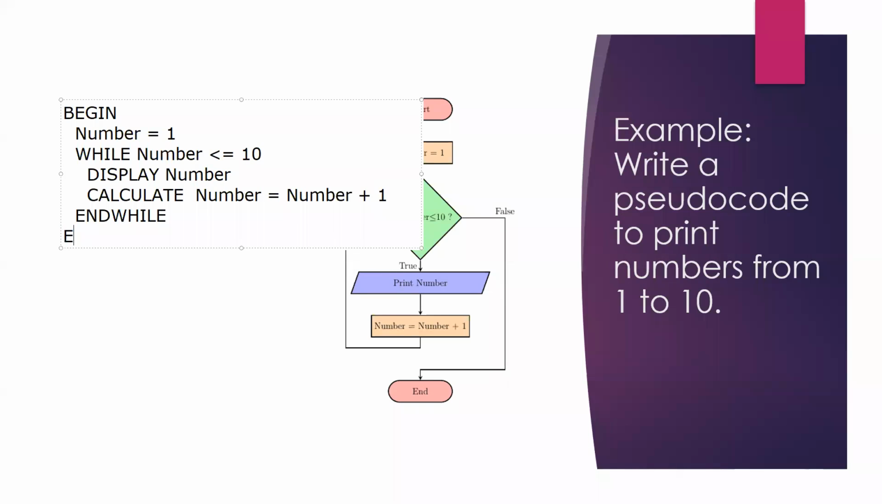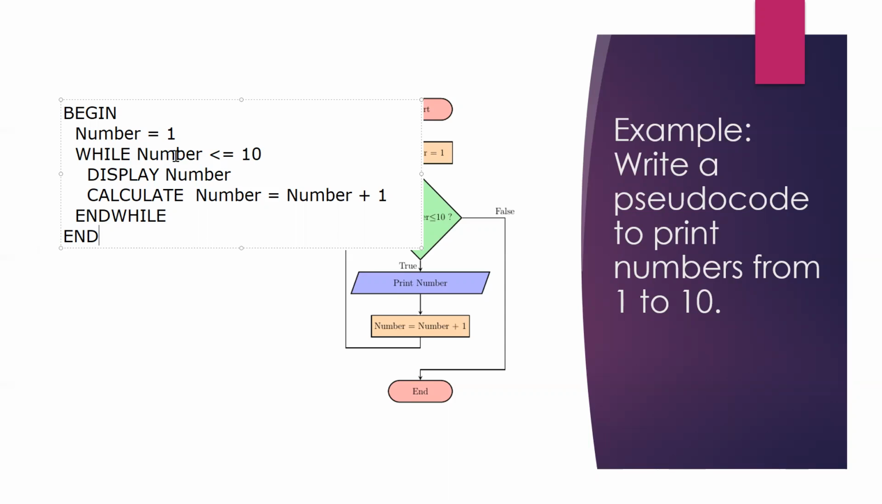And then finally end. How will this work? You start, you set number equals 1. Then we check whether the number is less than or equal to 10. It's 1, so it will print 1. 1 plus 1, number becomes 2. Next time, the number is 2, you check whether 2 is less than or equal to 10. Yes, you print 2, 2 plus 1 becomes 3.